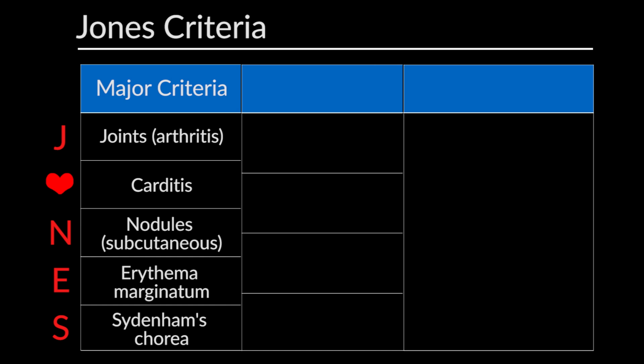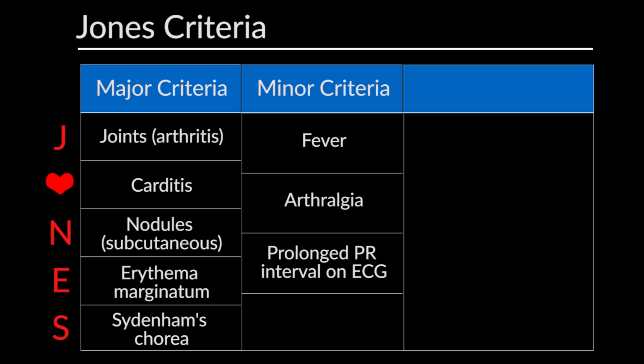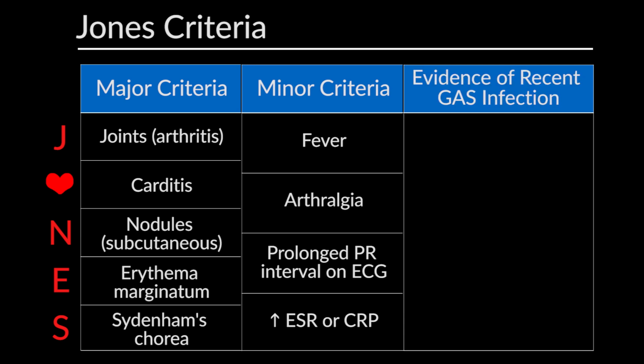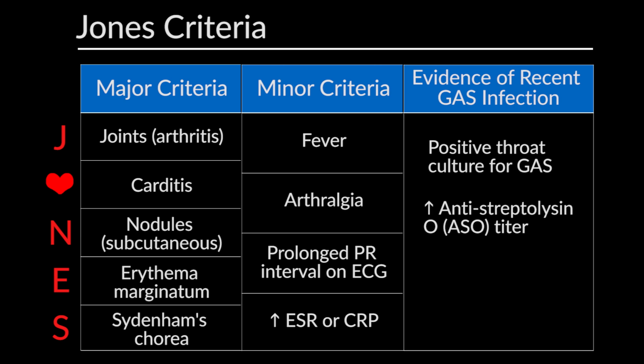The column in the middle shows minor manifestations, which are fever, arthralgia, prolonged PR interval on ECG, and raised ESR or CRP. The evidence of recent group A Streptococcus infection includes a positive culture of the throat swab, a raised antistreptolysin O titer, and a raised anti-DNase B.